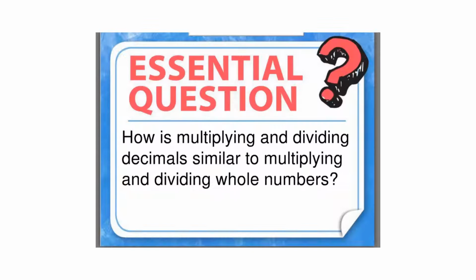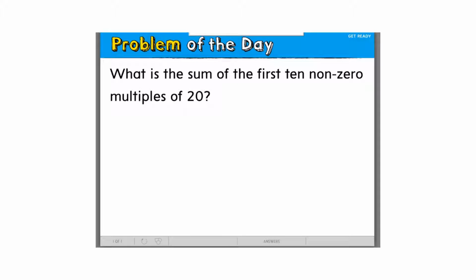So we're still working on the same essential question, talking about how multiplying and dividing decimals is similar to multiplying and dividing whole numbers. And you've seen, now that we're almost done with this chapter, how similar it is. The division is just like dividing regular numbers. You kind of ignore the decimal point until you need to figure out where you're going to put it. So that just adds one more step to your problem where we have to figure out where the decimal point goes. But the other parts are the same.